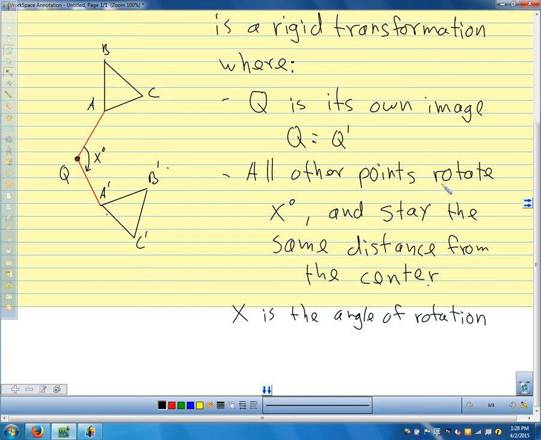And when we say all the points stay the same distance from the center, if we draw this segment from the center to a vertex of the triangle, after it rotates, that is going to be the same distance. And if we drew a segment to any of the vertices, after we rotated, the distance from the center to that vertex would be the same. So it's not moving further or closer away from the center, just rotating around the center.